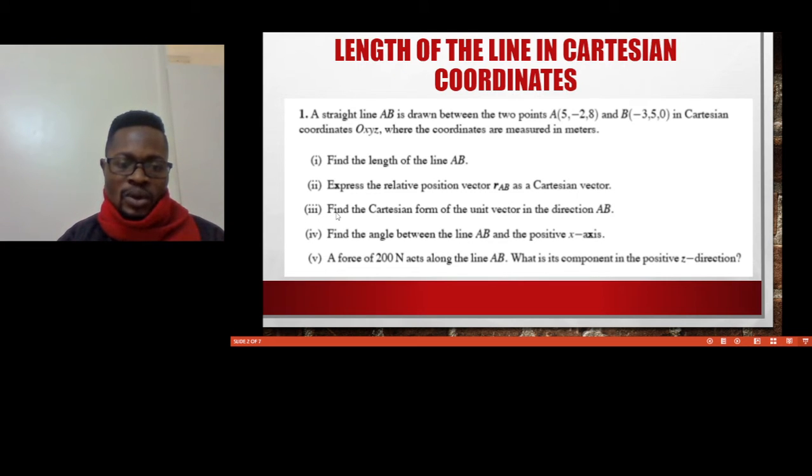Now, number 3, we are also to find the Cartesian form of the unit vector in the direction of AB. Number 4, we find the angle between the line AB and the positive x-axis. Then finally, number 5, a force of 200 Newton. If you are in physics, you understand why I brought in the aspect of force. So a force of 200 Newton acts along the line AB. What is the component in the positive z direction? So let's start from number 1, how to find the length of a line AB.